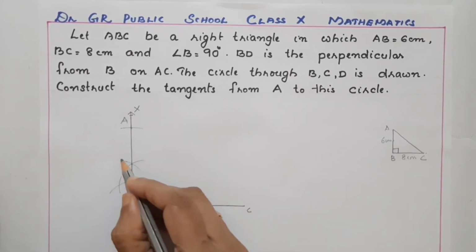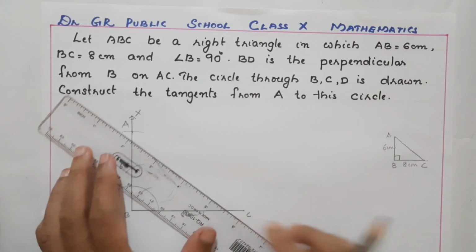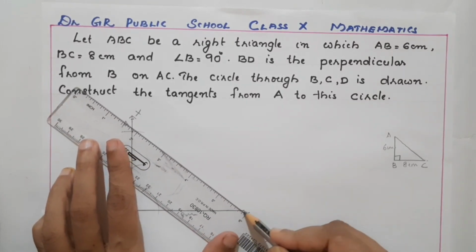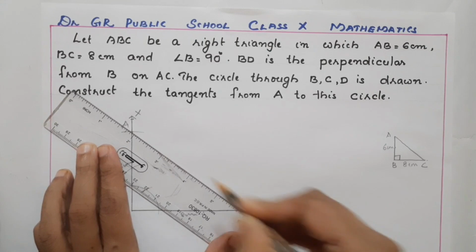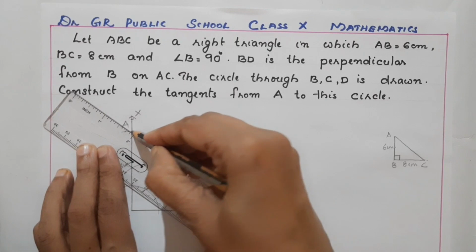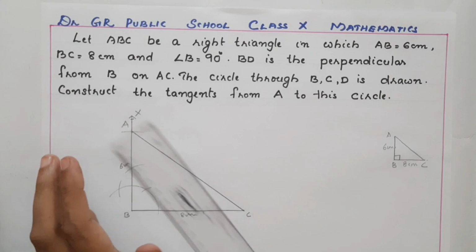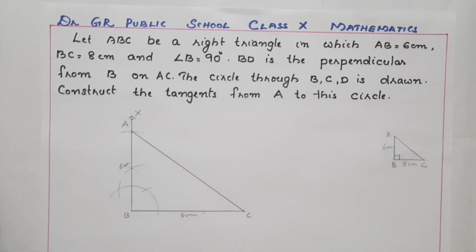Now this much is 6 centimeter and this is 8 centimeter. Now we have to join AC to complete the triangle. Okay, we got AC also. I think this much is clear to you. We have constructed only the right triangle. Then the remaining part is there. Now what is the next step?